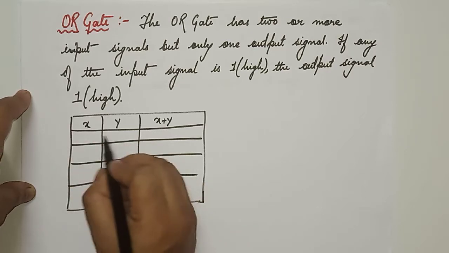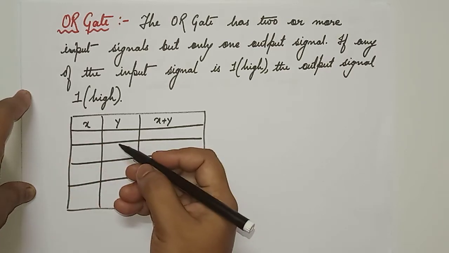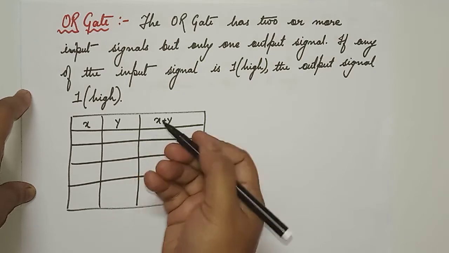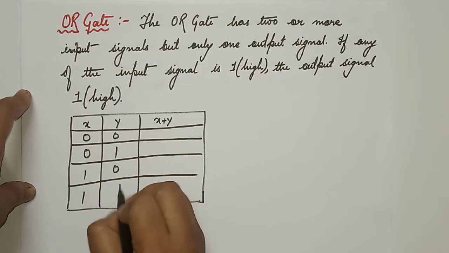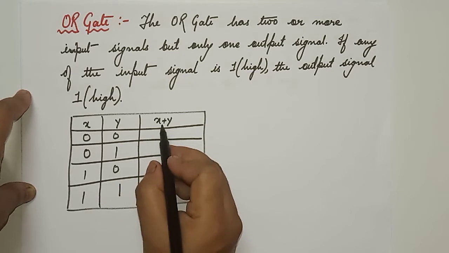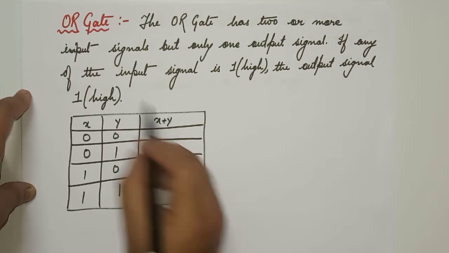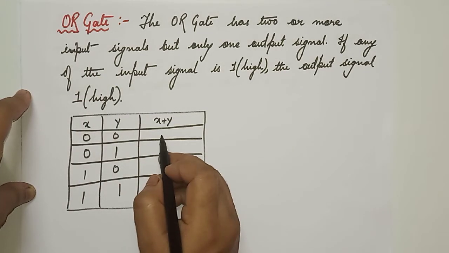So we have 2 variables over here. 2 variables will have 4 possible input combinations: 0 0, 0 1, 1 0, 1 1. Now what shall be the value of x plus y?